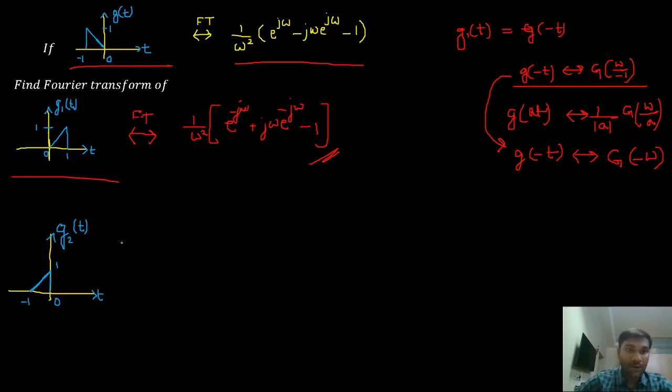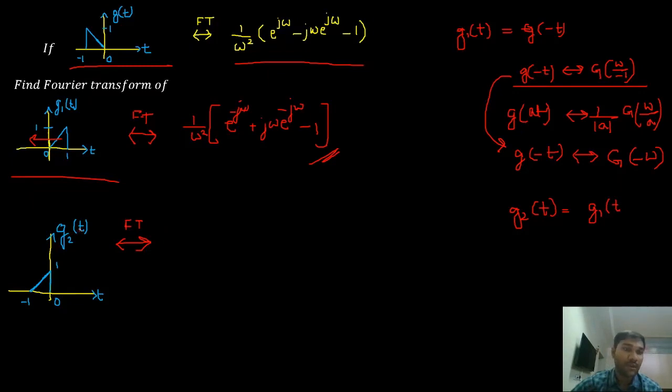Now similarly, I'll find the Fourier transform for g2 of t. So how is the g2 of t function looking like? It is just the shifted version of g1 of t, right? I am shifting g1 of t to the left hand side. That is when I'll get g2 of t. So g2 of t is nothing but g1 of t.